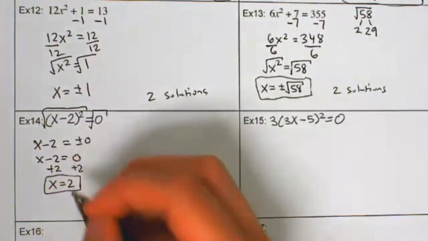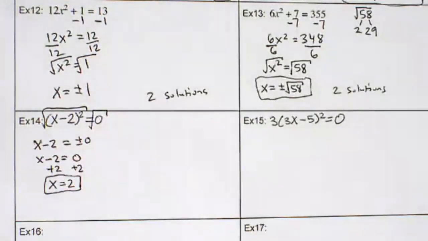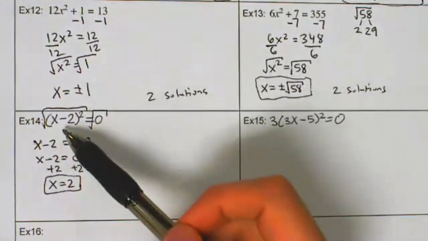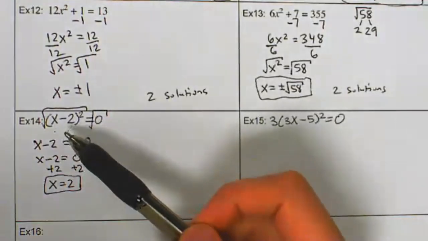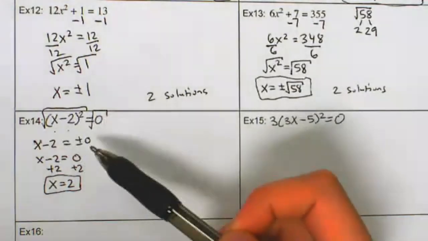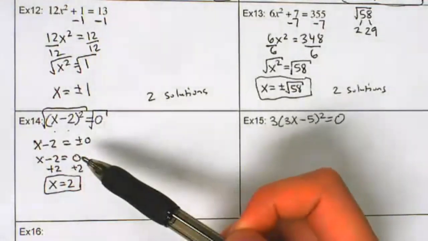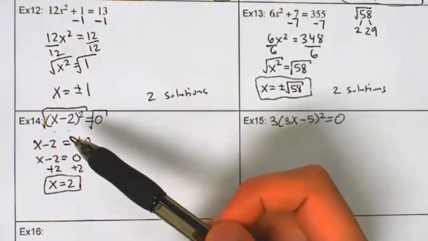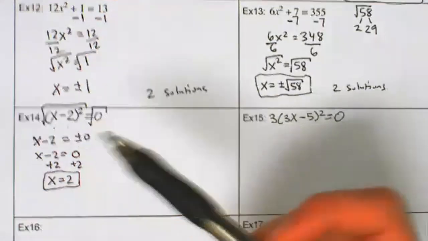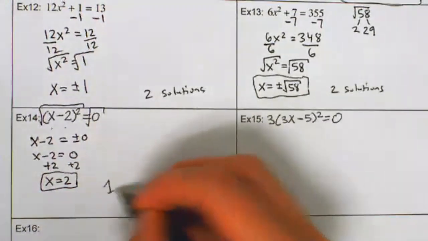And we get x equals 2. Not plus or minus 2. Just x equals 2. Because if you look at the original equation, if you plug in 2, x minus 2 equals 0, and 0 squared equals 0. If you put in -2, for example, -2 minus 2 is -4, and -4 squared gives you a +16. So this one has one solution.